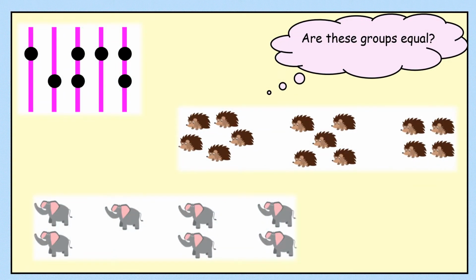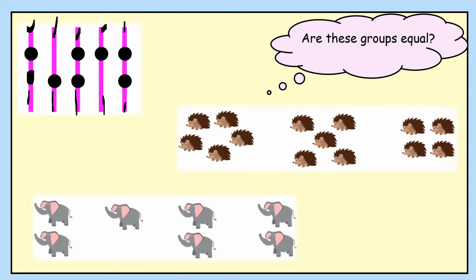Okay, let's have a look at these. I can see that there's a bead, 2 beads, a bead, and a bead. Are these groups equal? I can see 1 group, 2 groups, 3 groups, 4 groups, 5 groups. No, they're not equal, are they? What do I have to do to make these groups equal? That's right, I need to add 1 more here. So now there's 2 in this group.